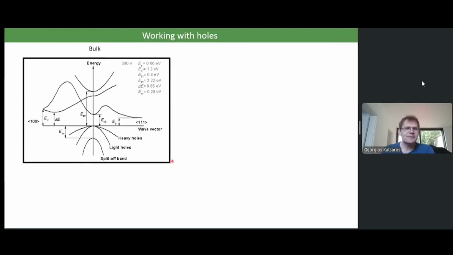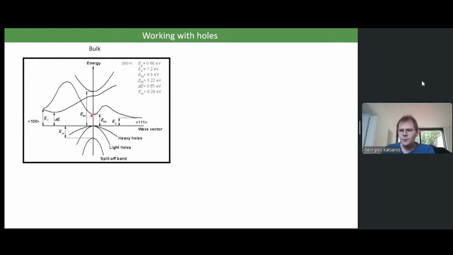What you see here is the standard band structure of germanium, where if we focus on the valence band, we have heavy holes, we have light holes, and we have the split off band, while on the upper part is the conduction band. So what is the difference when you work with holes?